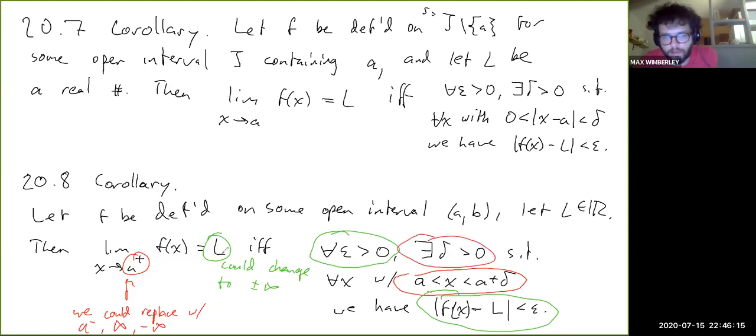Because if L, for example, was infinity, then it wouldn't be for all epsilon greater than zero, it would be for all capital M, and then you'd want to make f of x bigger than capital M or something like that, right? Or if A was infinity, instead of a delta here, you'd have some capital M kind of thing, and then you'd say for x bigger than capital M or something like that, right? So depending on what these things are, you change these statements.